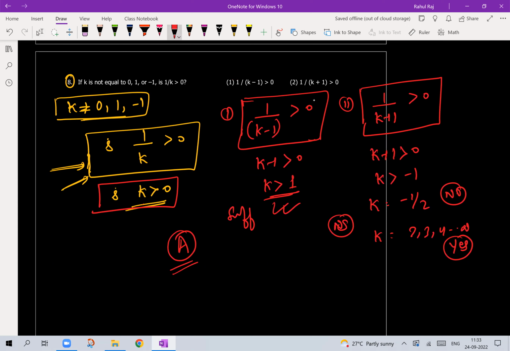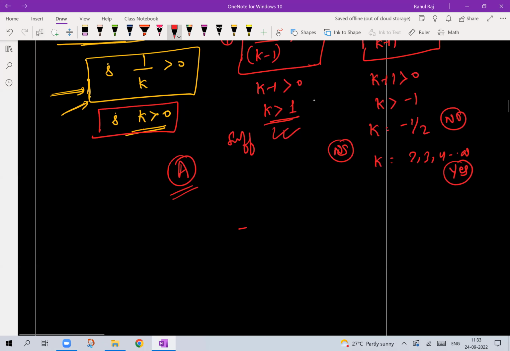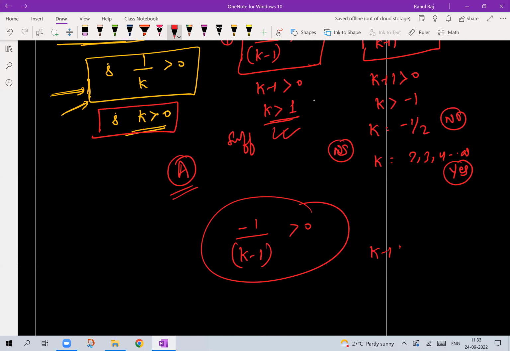Minus 1 by k minus 1 greater than 0, right? Yeah. So imagine if the question is minus 1 over k minus 1 is greater than 0, it means for this condition to hold, k minus 1 should be negative. So k minus 1 should be less than 0, that is k should be less than 1. Okay, Rahul, got it. Thank you.